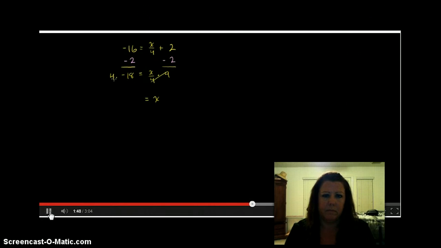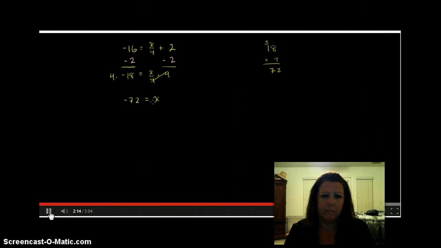And on the other side, 4 times negative 18, let's see. Well, let's just write it out. So if we were to multiply 18 times 4, 4 times 8 is 32. 4 times 1 is 4, plus 3 is 7, so 72. But this is negative 18 times 4, so it's negative 72. So x is equal to negative 72.